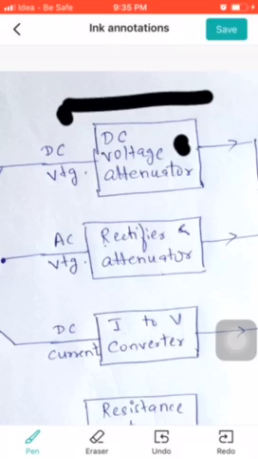I hope everyone knows that attenuation is just the opposite of amplification. Attenuation means reducing the strength of the signal. So the received DC voltage is given to the DC voltage attenuator block, where the DC voltage is reduced in strength, and then further it goes as the output, and then it goes to the ADC. That is the first one.